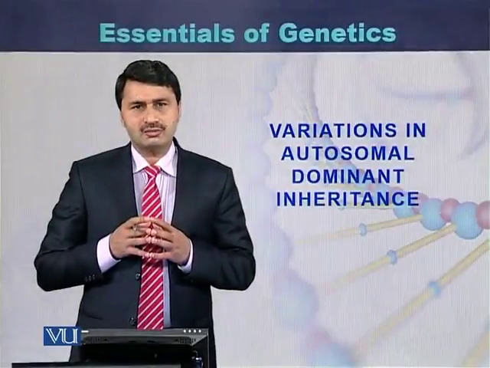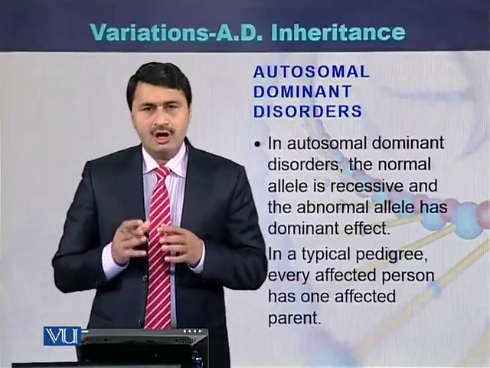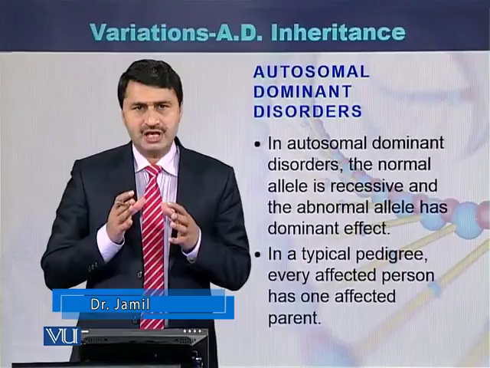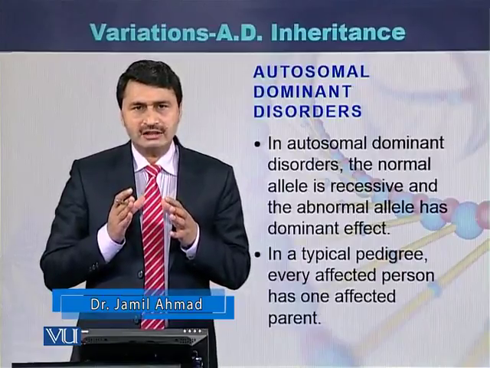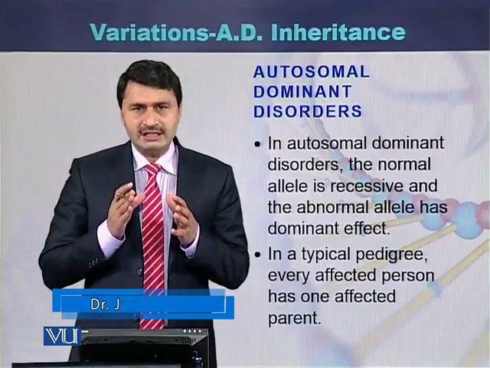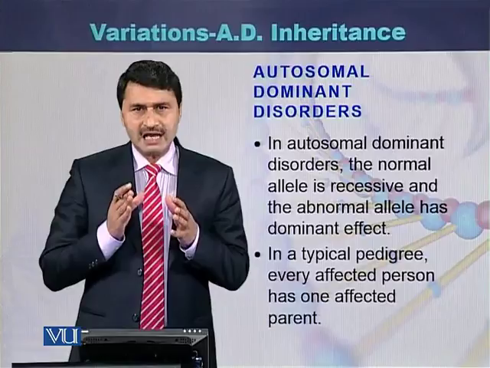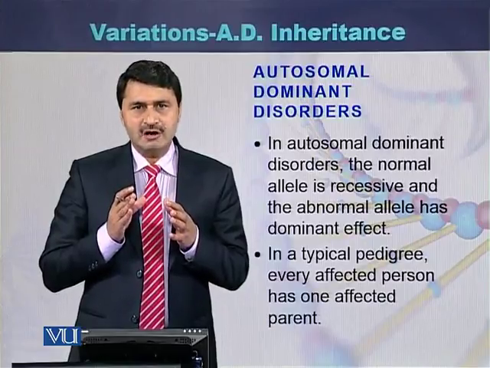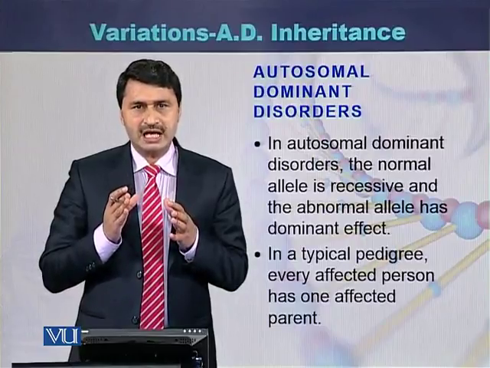Variations in autosomal dominant inheritance. Autosomal dominant inheritance is an inheritance in which there are two alleles. One allele is dominant while the other allele is recessive. In autosomal dominant inheritance, the allele which is normal is usually recessive in nature, while the allele which is mutated is dominant.